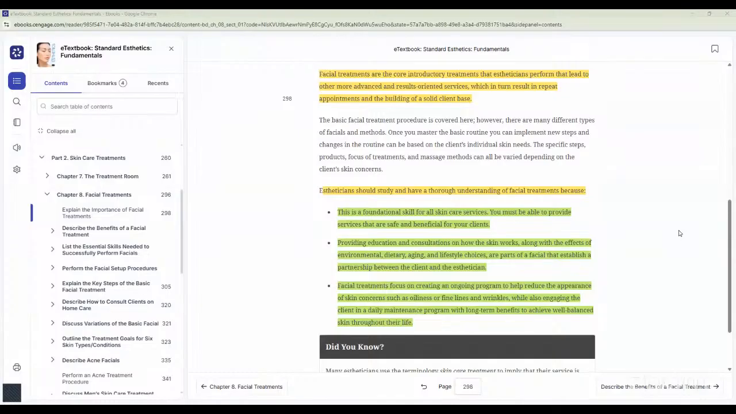And then when we look at facial treatments, let's focus on creating an ongoing program to help reduce the appearance of skin concerns such as oiliness or fine lines and wrinkles, while also engaging the client in a daily maintenance program with long term benefits to achieve well balanced skin throughout their life. So, at the end of the day, our core job is to make sure that they understand why these facial treatments are important. Why?